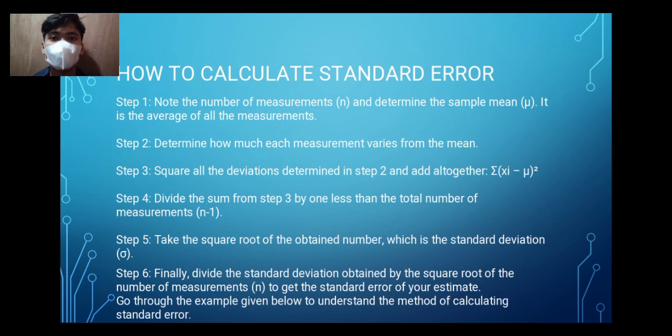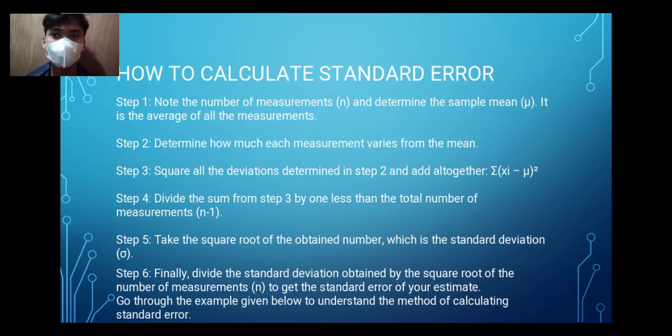The n is the amount of measurements, and you need to determine the sample mean. Once you determine the n and the sample mean, you need to determine how much each measurement varies. Once you've done all that, square all the deviations.